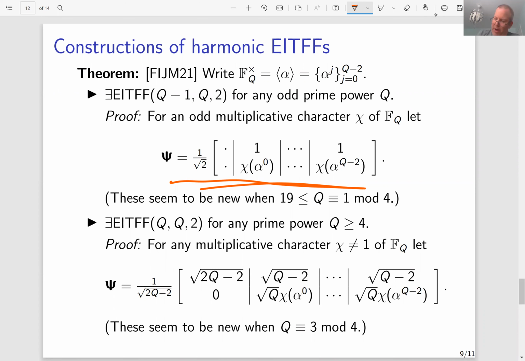And so we have one infinite family here where if you give us any prime power, we get Q subspaces, each of dimension 2, of a space of dimension Q minus 1. When Q is 5, you get the 4, 5, 2 that I've been having as the running example throughout this entire thing. These seem to be new infinitely often. Whenever Q is a prime power that's congruent to 1 mod 4 and is at least 19, we weren't able to find any previous examples of existence of this in the literature.